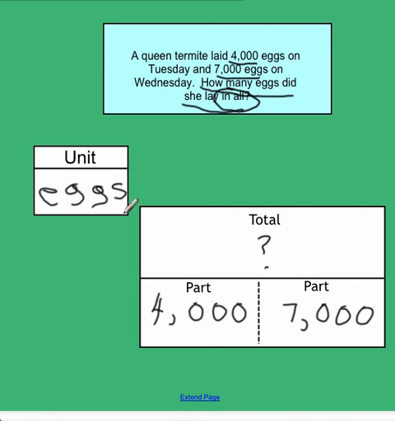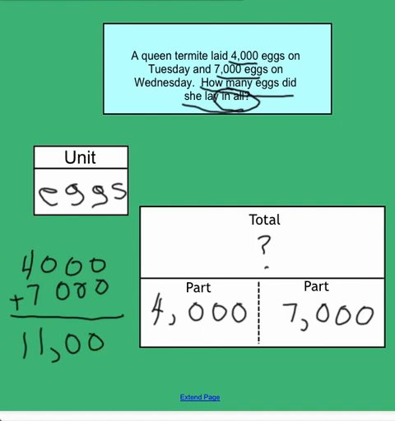My information is organized. Now I need to think about, what do I have to do to solve? Remember, we had those key words, in all. This means we're going to add. I'm going to take 4,000 and add that to 7,000. Think about our fact extensions. We know our basic fact of 7 plus 4 is 11. And now I know I'm working with thousands, so I can add my zeros on. 3 zeros symbolize thousands. So my answer is 11,000 eggs.